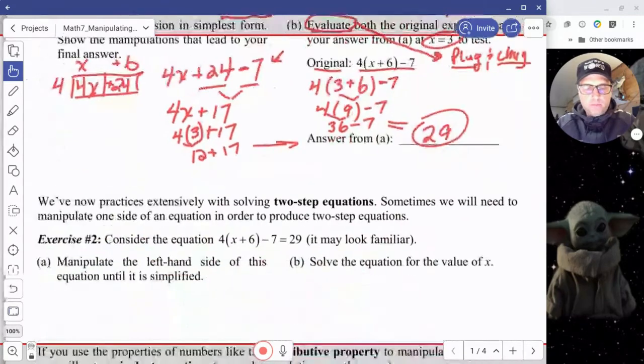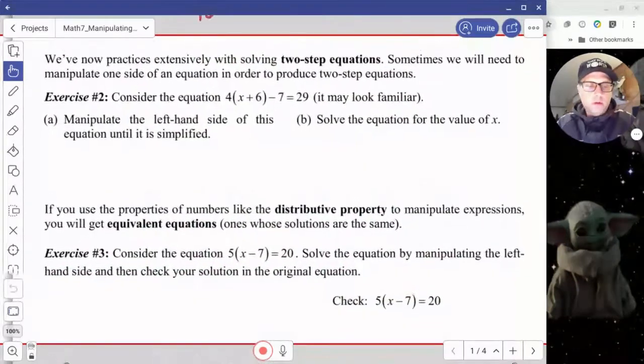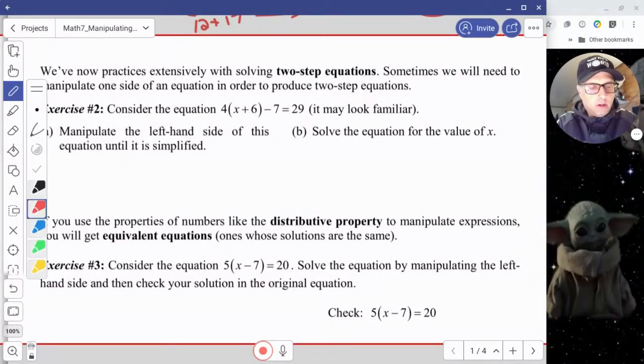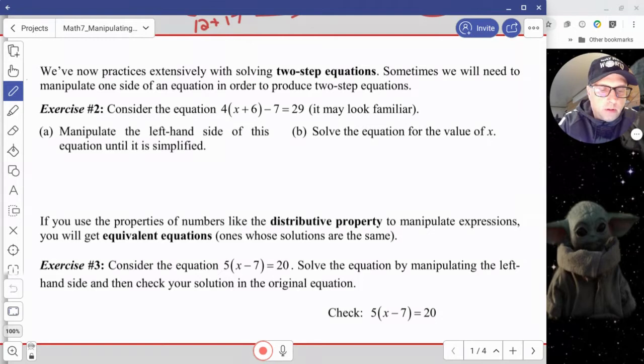Okay. Let's move on to exercise 2. Little typo here. These things drive me nuts. We've now practiced, right? Not practices. That's ED, not ES. We've now practiced extensively, which just means a lot, with solving two-step equations. Sometimes we will need to manipulate, which just means change one side of the equation in order to produce two-step equations.